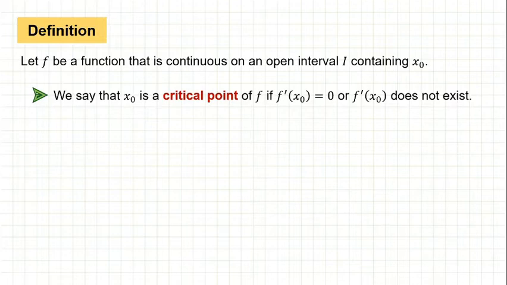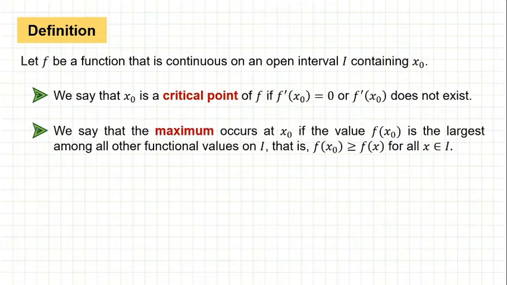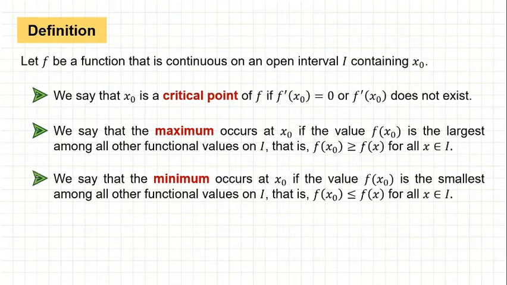Okay? So that's it. And we say that the maximum occurs at x sub o if the value f of x sub o is the largest among all other functional values on the open interval I. That is, f of x sub o is greater than or equal to f of x for all x element of the open interval I. This is self-explanatory. When we say maximum, it is the largest among all other functional values. Okay? On the other hand, minimum is the smallest among all other functional values on the open interval I.